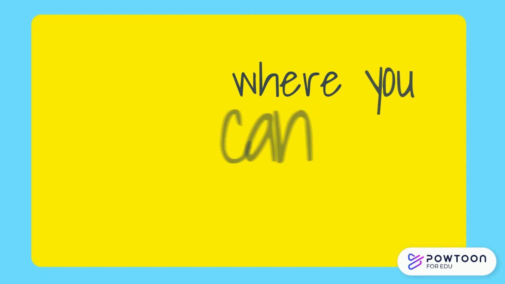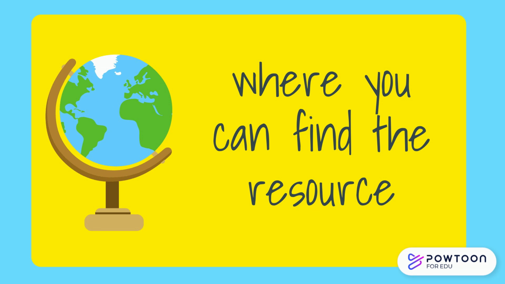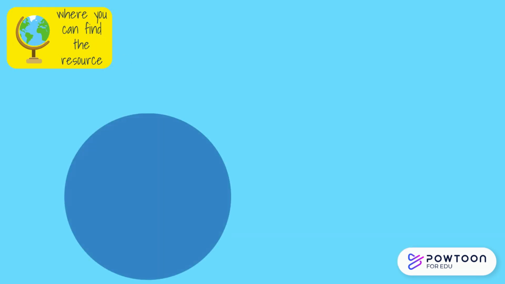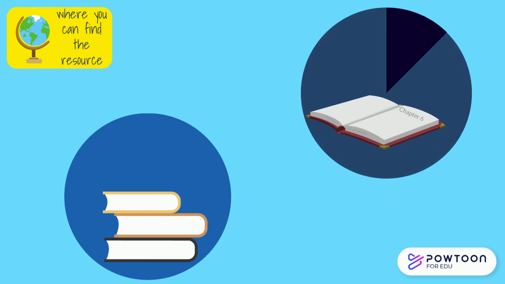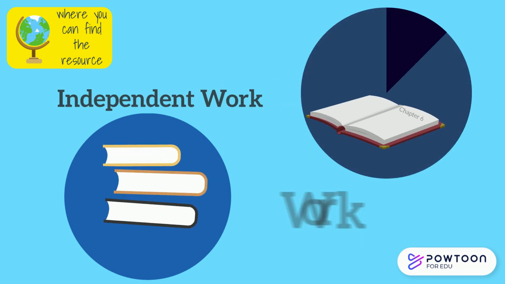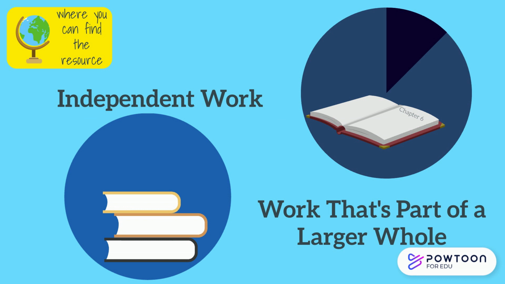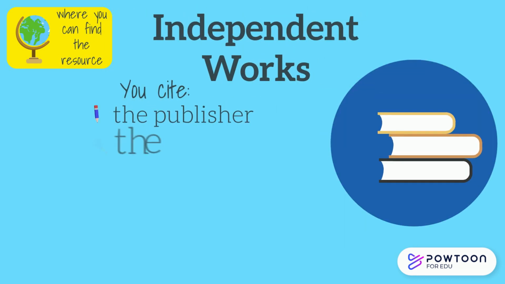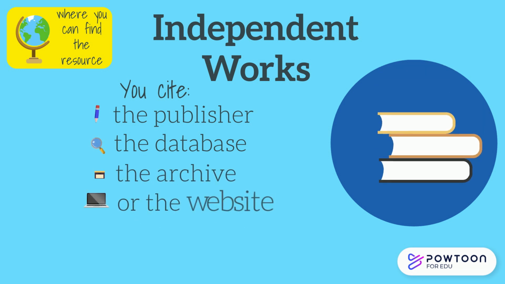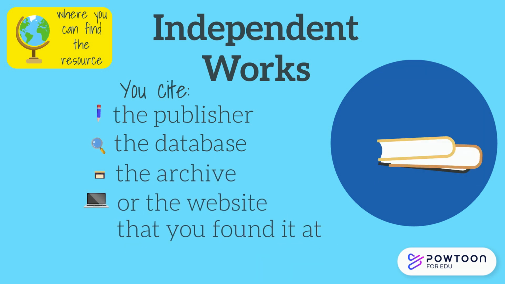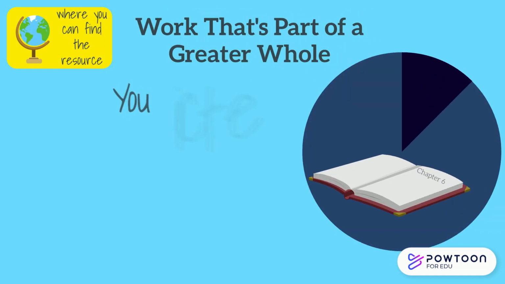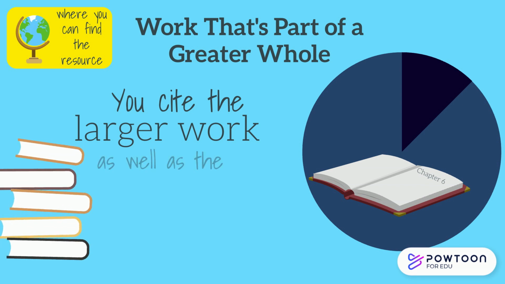Finally, the fourth element is the source of the work. Similar to the title, this element falls within 2 general categories: an independent work or a work that's part of a larger whole. For independent works, you'll cite either the publisher, database, archive, or website you found it at, as well as the DOI or URL if possible. For works that are part of a greater whole, you will cite the larger work as well as the DOI or URL if available.